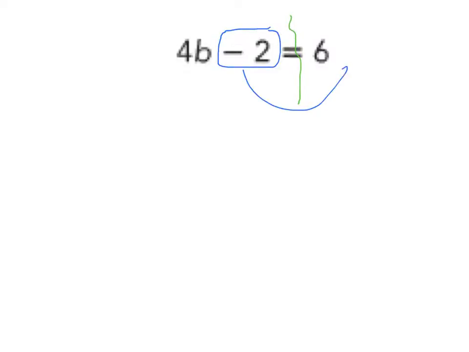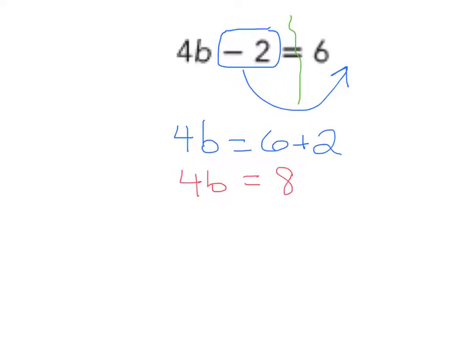This -2 has to come to the other side. Notice also I include the left sign, the Beyonce sign, to the left of the number. When this 2 crosses over, it's going to become a +2. So we can rewrite this now as 4b equals 6 plus 2, because this -2 crossed over and turned to a +2. We can simplify now, so that's 4b equals 8, because I just combined 6 and 2.